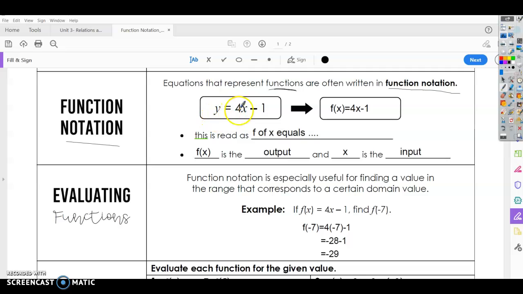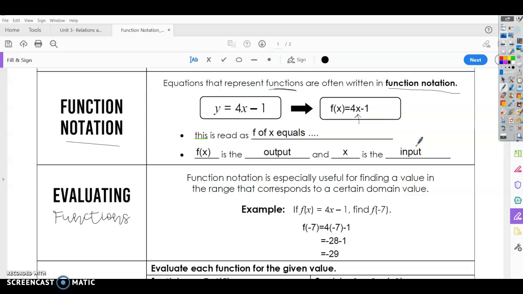So if we have y equals 4x minus 1, that can be written as f of x, which is the same as y. f of x equals 4x minus 1. So when we input an x value, f of x is our output, or our y value. This is read f of x equals, whatever the equation is. f of x is the output, or your y's, and x is the input.